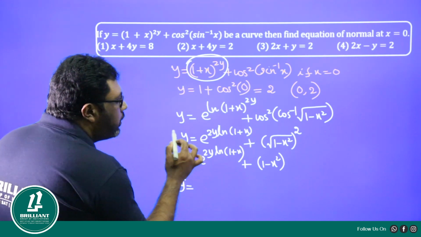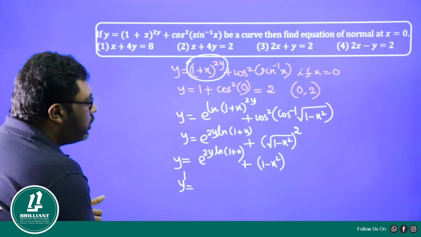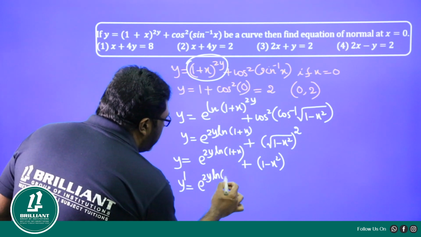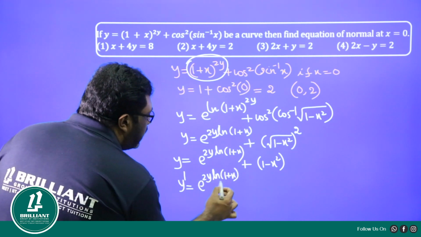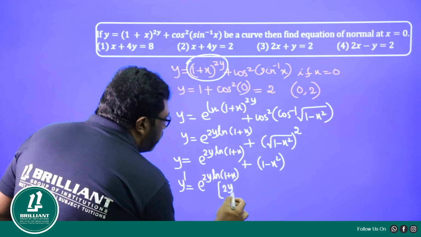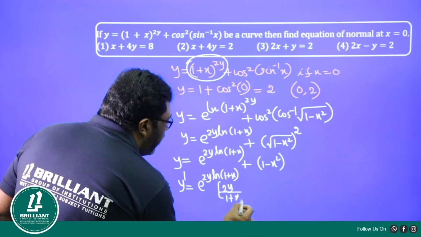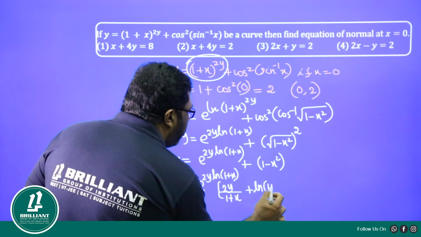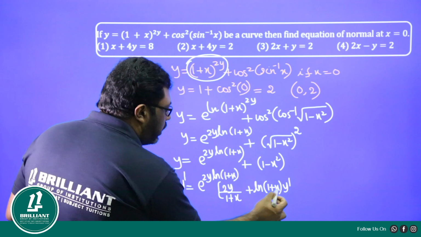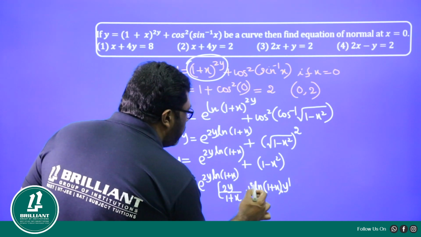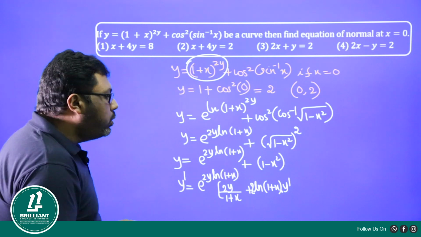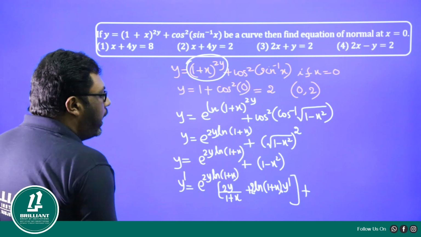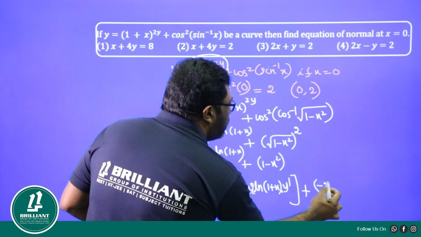What is the derivative of this function, y dash? The derivative of e is e itself, e raised to 2y ln of 1 plus x. Now you have the derivative of 2y ln of 1 plus x: 2y times 1 by 1 plus x, plus ln of 1 plus x into the derivative of 2y, which is 2y dash, plus the derivative of 1 minus x squared, which is minus 2x.